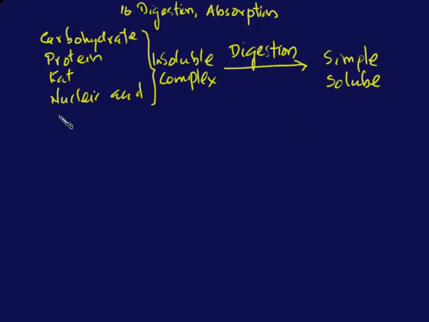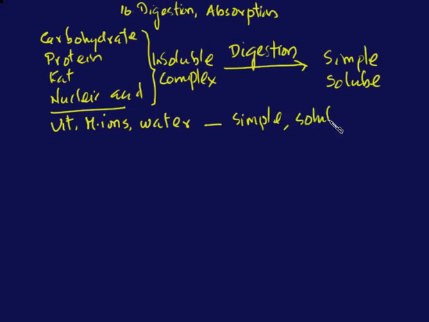We also have other components of diet such as vitamins, mineral ions, water, right? But we don't digest them. The reason? They are in simple form, they are in soluble form. So no need to digest, they are directly absorbed.